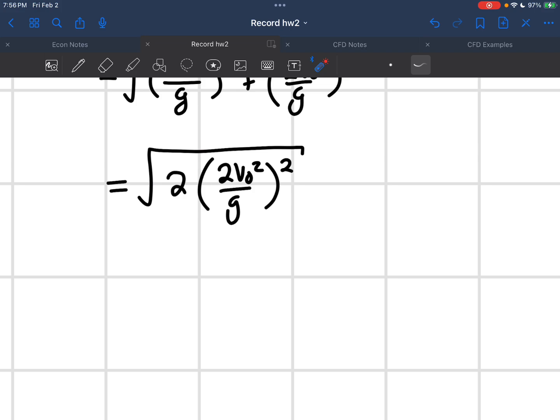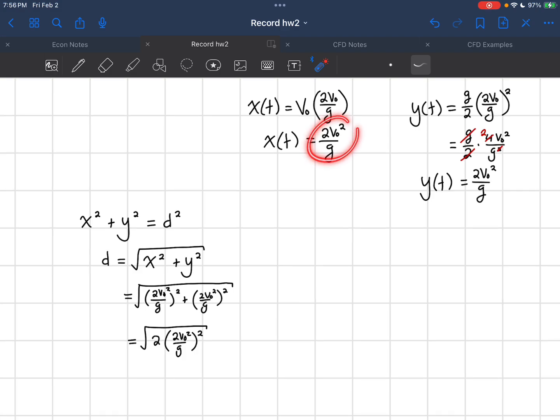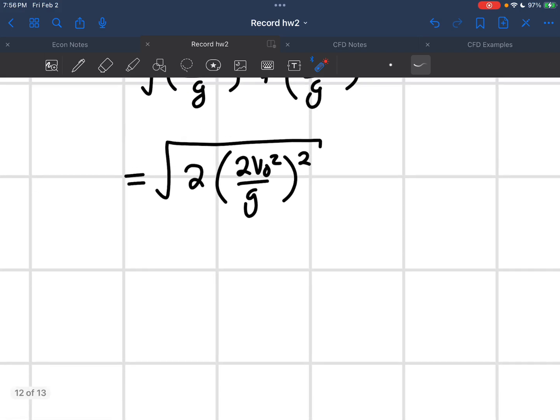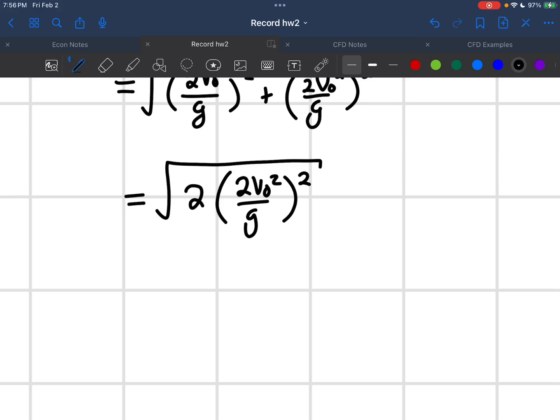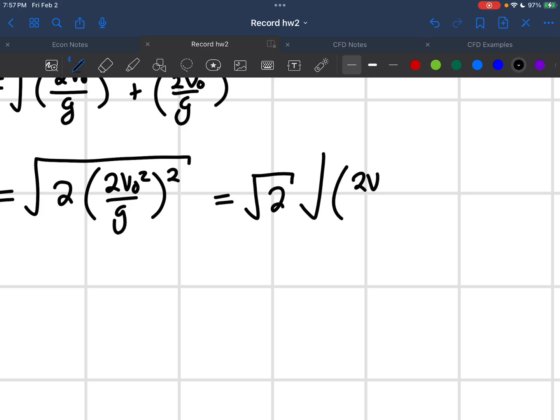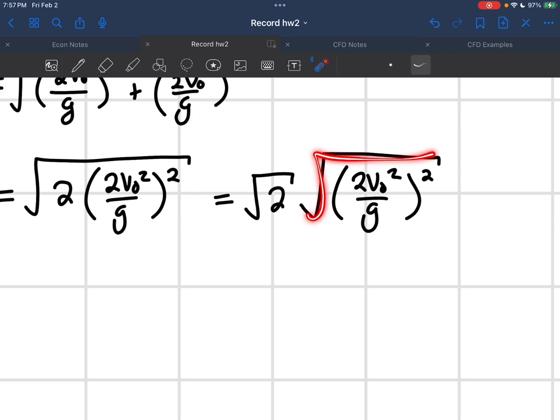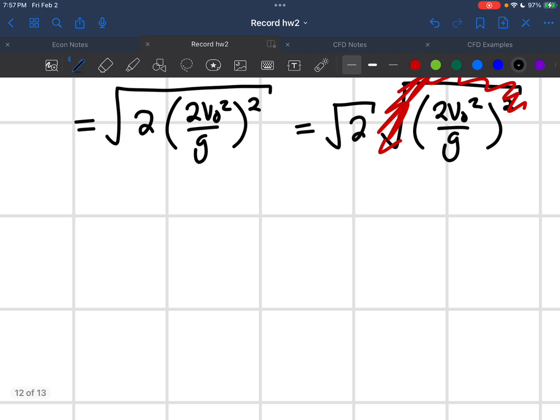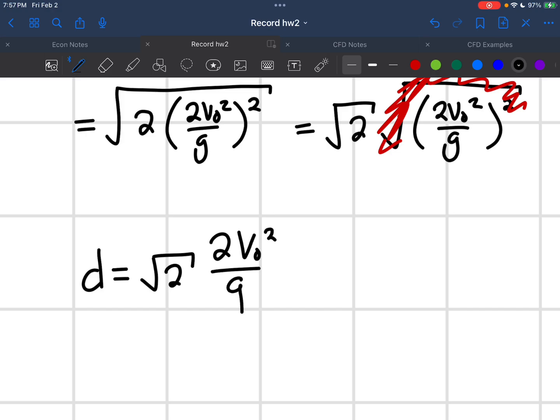And again, since I have only multiplication under this square root, really what a square root is, is raising something to the 1/2 power. So, same way that I had when I had only multiplication over here, I can distribute my exponent into the multiplication and division. I can do the same thing with my square root. So that's going to be the square root of 2 times the square root of 2 v naught squared over g, squared. Now, this square root just serves to get rid of that squared, so all of that just cancels itself out. And d equals the square root of 2 times 2 v naught squared over g.